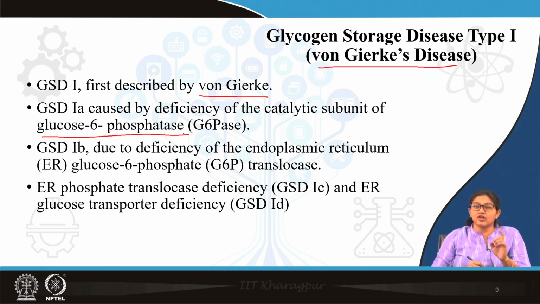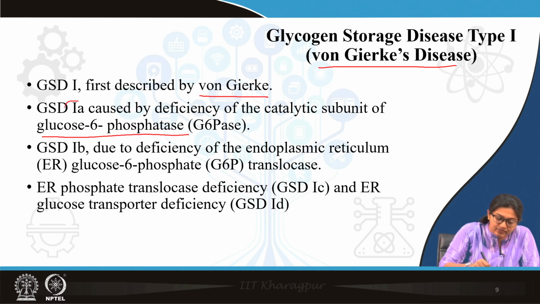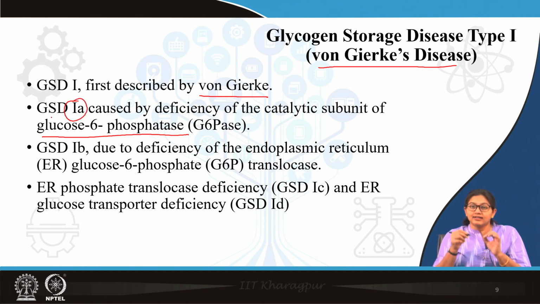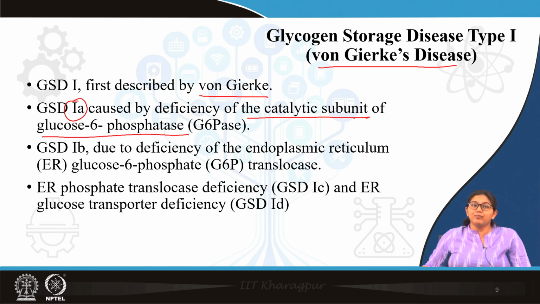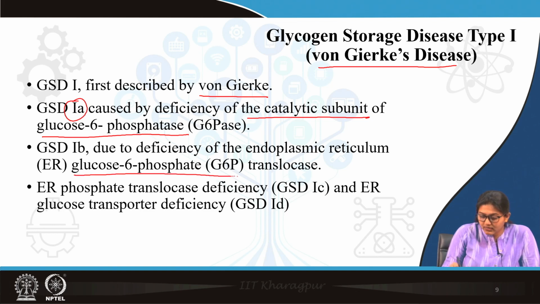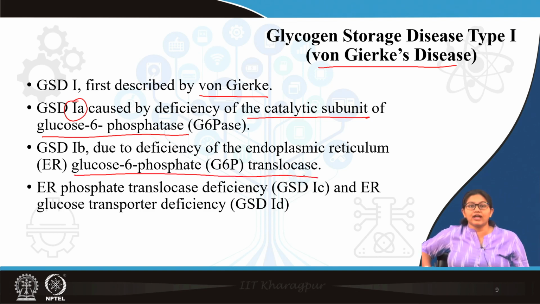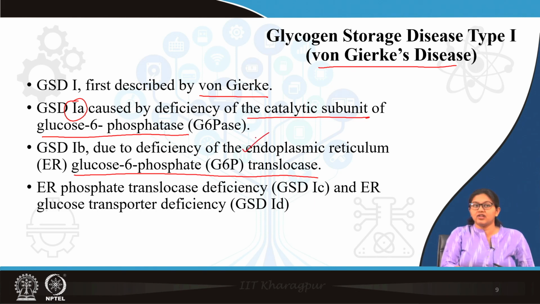Remember, glucose 6 phosphatase is not only an enzyme of glycogen degradation, it is also involved in gluconeogenesis. So, in type 1 glycogen storage disorder, glycogen metabolism is hampered as well as gluconeogenesis. Apart from that, this is type 1A, where the catalytic subunit of this enzyme is directly deficient, whereas in type B there is deficiency of a translocase, that is glucose 6 phosphate translocase, which is present in the endoplasmic reticulum.